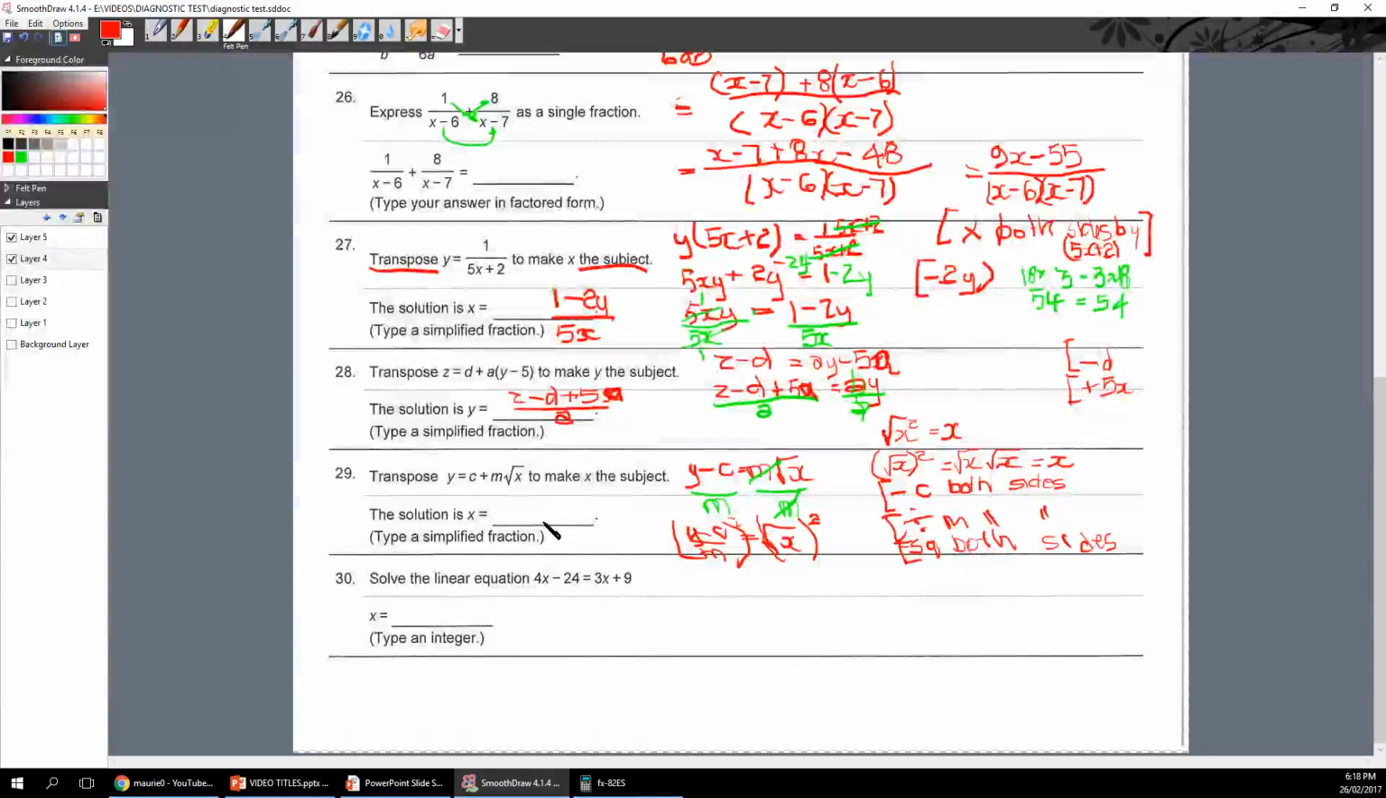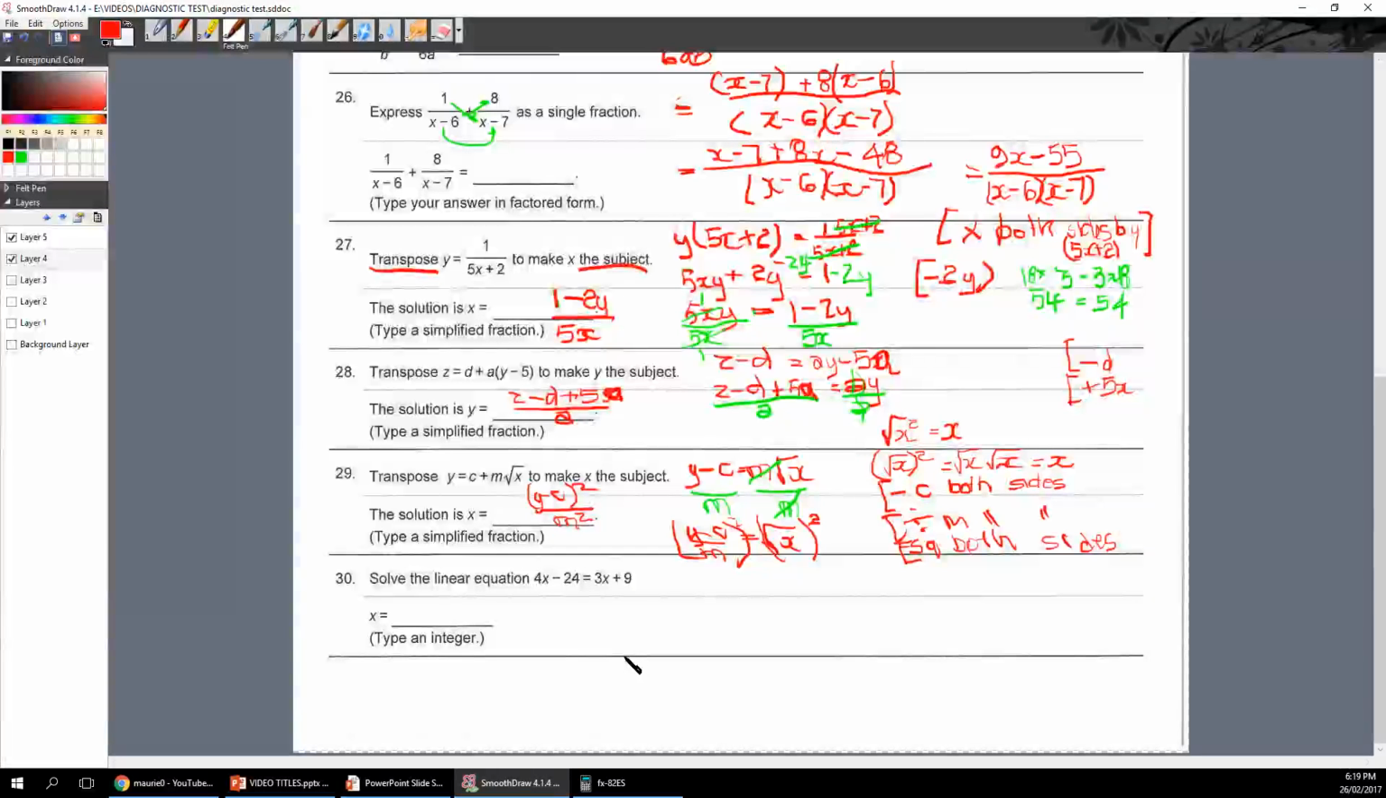So that's x equals, and there's a number of ways of writing it, but probably the best way is to write it like this: y minus c all squared over m. So I've squared top and bottom. Y minus c all squared over m squared. That's the way I've written it. That's the answer there. Y minus c all squared over m squared. A bit hard to see in some of these where the answer is because of the room I'm taking up.